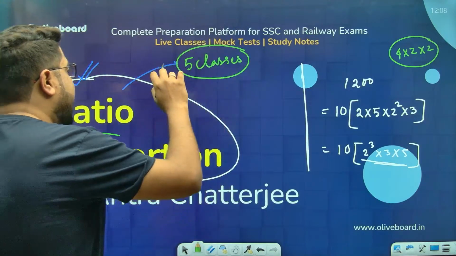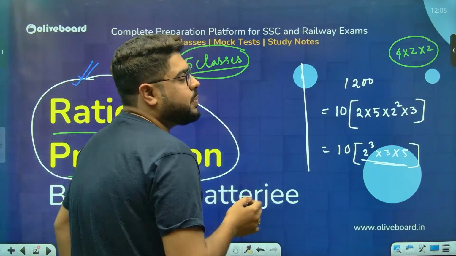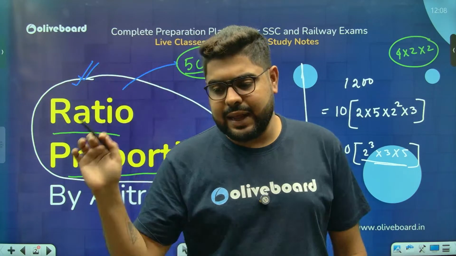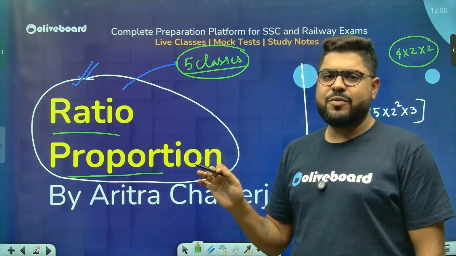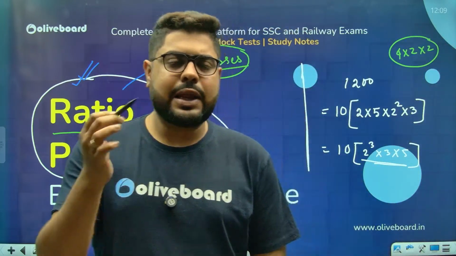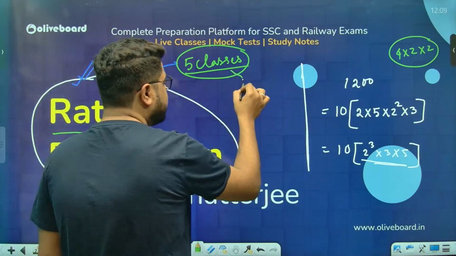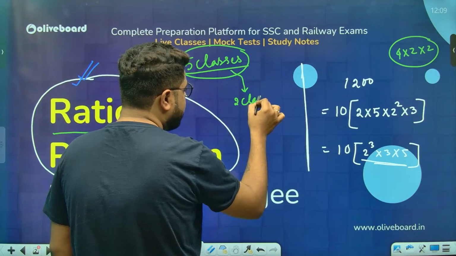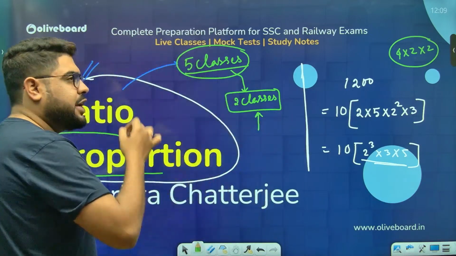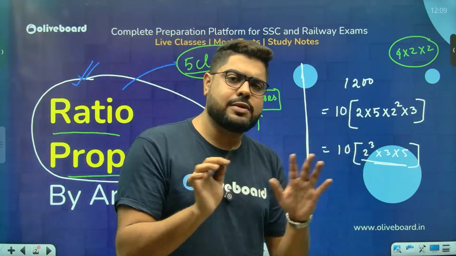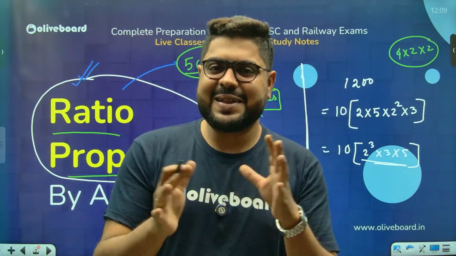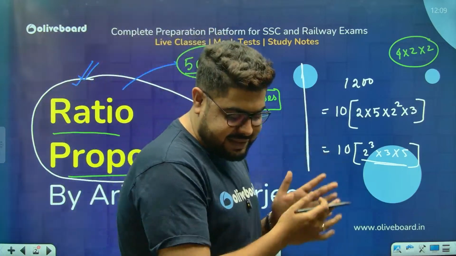I'll take a total of 5 classes in this topic. We will start from absolute basics and end at the tier 2 level. So today's class will be absolute basics. In the first 2 classes, generally what I do in this batch, we will dwell only in basics. First we'll do ratios, then proportions. So the first 2 classes will be very basic, very lightweight. Then we'll move on to the typical, difficult parts.